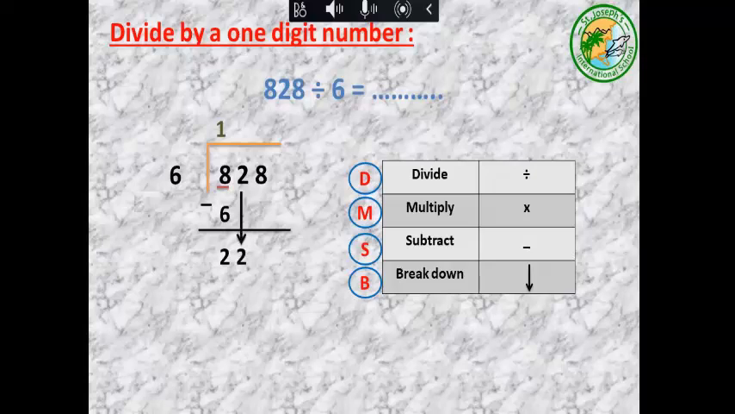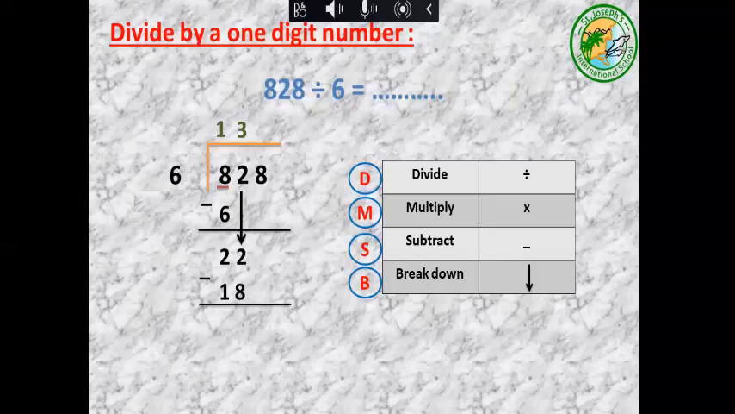Let's repeat our steps again. 22 divided by 6. It means I have 6 times 3 equals 18 and 6 times 4 equals 24. Which one? I will choose the smaller one every time. So 6 times 3 equals 18, and this is the second step, mother. I will subtract, sister, 22 minus 18.